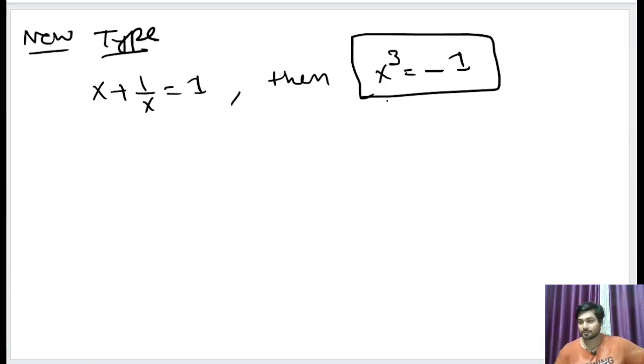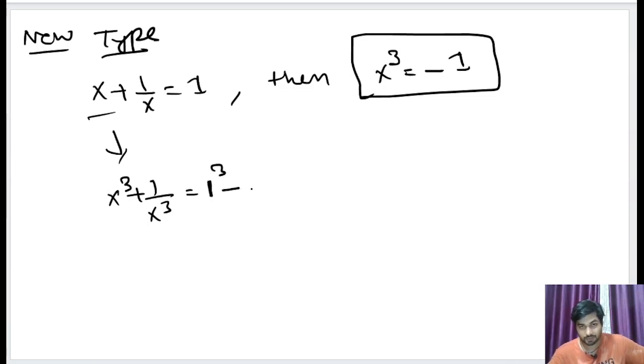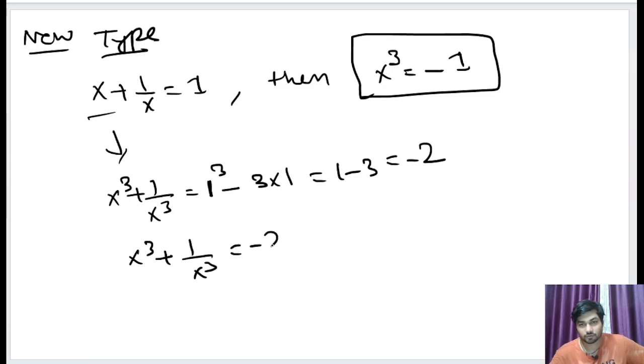How is it coming? Let me explain you. If I cube this, if I want to find x cube plus 1 upon x cube from this equation, what will it be? Obviously, k cube minus 3k. So, k is 1 here, right? 1 cube minus 3 into 1, right? So, it is 1 minus 3 is equals to minus 2. Now, what do I have? x cube plus 1 upon x cube is equals to minus 2.